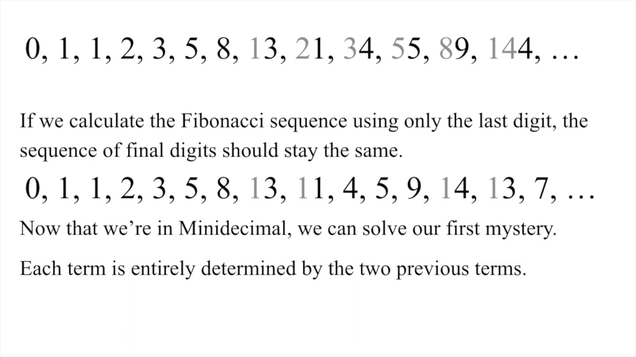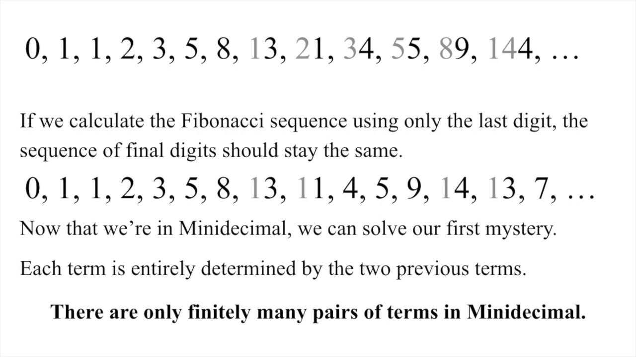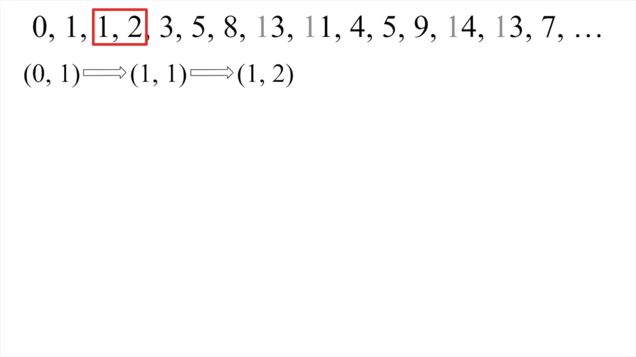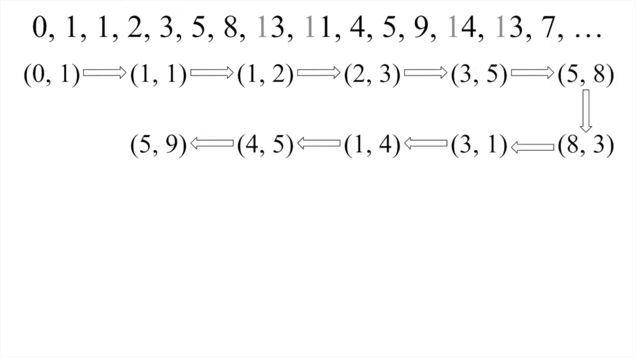But here's the thing. There are only finitely many pairs of terms in Minidecimal. Let's see why this is useful. Because the pairs are what's important, let's start thinking about the Fibonacci sequence not as a sequence of numbers, but as a sequence of pairs of numbers. So the first pair is 0, 1. And then the second is 1, 1, and the third is 1, 2, and so on, with each pair pointing to exactly one other pair.